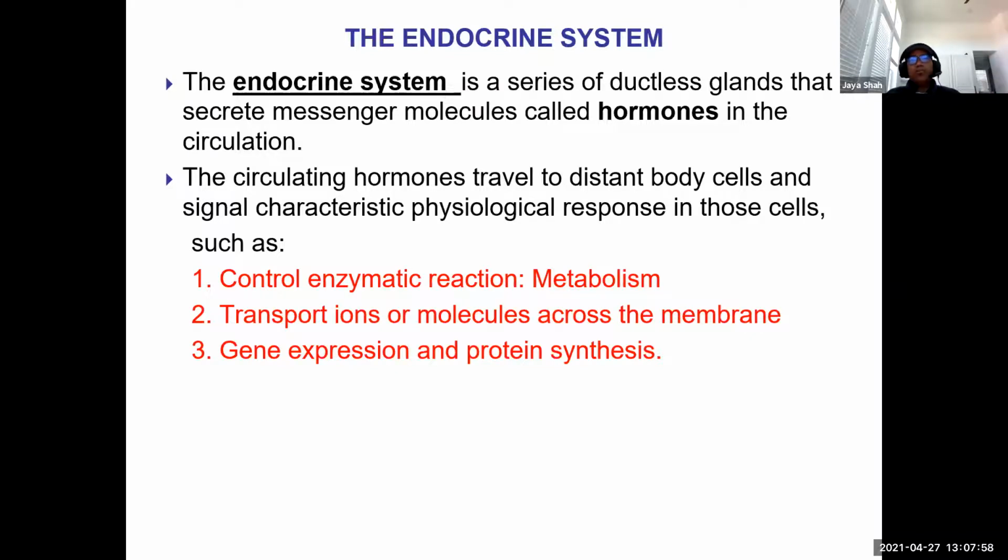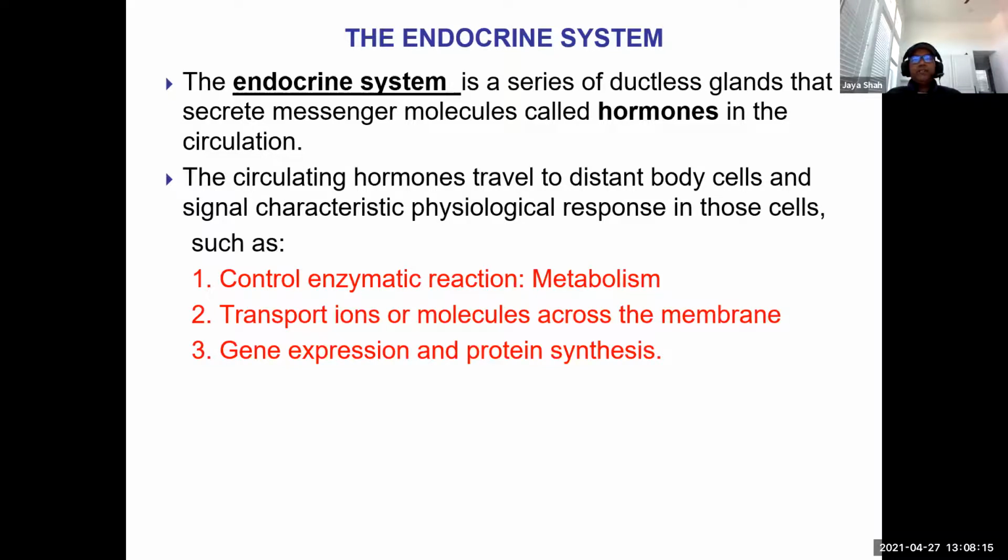Neurotransmitter also binds only with the receptor and produces its effect. Clear? So that is the background information of the nervous system and endocrine system, how they control the homeostasis of our body. Okay, so let's go over the endocrine system now.